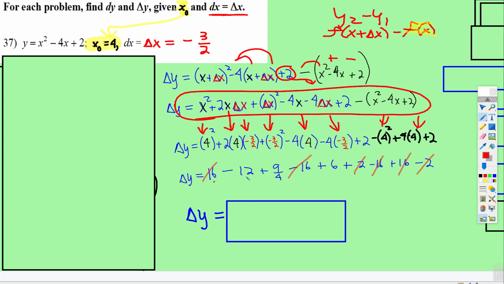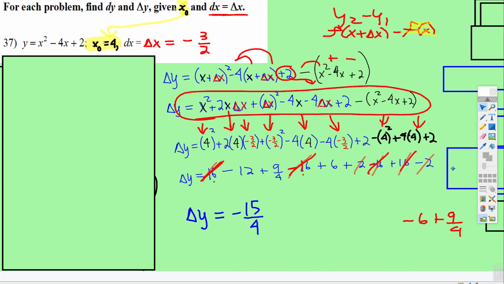That becomes 16. That becomes -12. 9/4, -16. And then we start canceling. -16, +16 cancels. -16, +16 cancels. -12 plus 6 is -6 plus 9/4, and then you can plug that in your calculator if you feel like it. And now we have delta y is equal to -15/4. All right, that's it for that one.